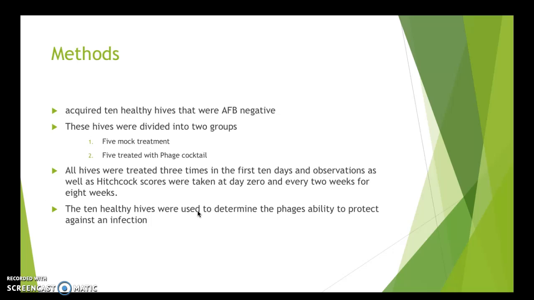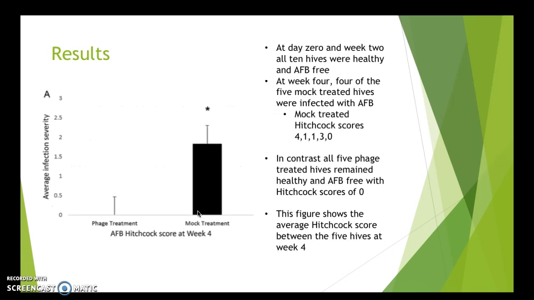The 2 hives were then treated with their respective treatments 3 times in the first 10 days, and then observations as well as Hitchcock scores were taken on day 0 and every 2 weeks for 8 weeks. The 10 healthy hives were used to test the phage's ability to protect against American foulbrood when housed near hives infected with American foulbrood. And here are their results.